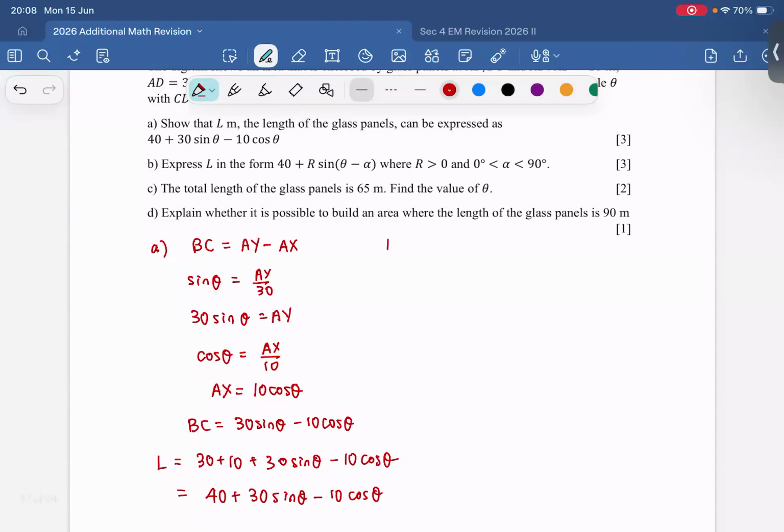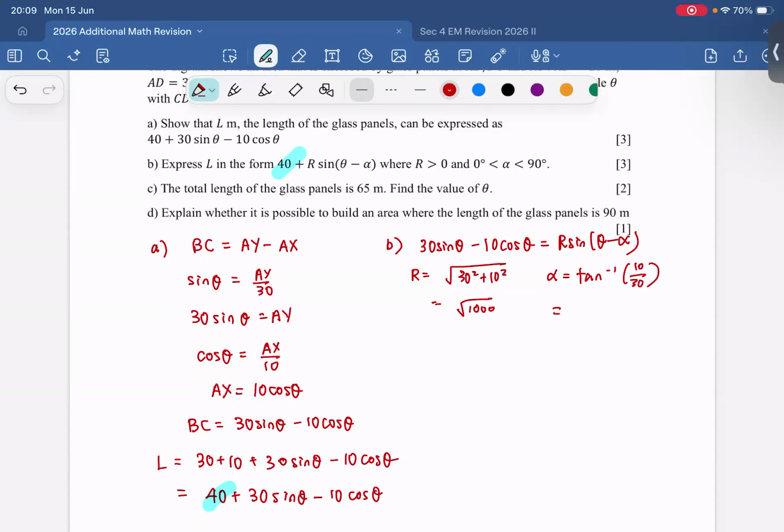Part B, express L in this form. So you can see that the 40 is actually the 40 here. So we don't need to go and use the R formula on the 40. We just write down this and find our R and alpha. Okay, so R equals square root of 30 square plus 10 square, square root 1000. Then to find alpha, alpha equals tangent inverse 10 over 30.